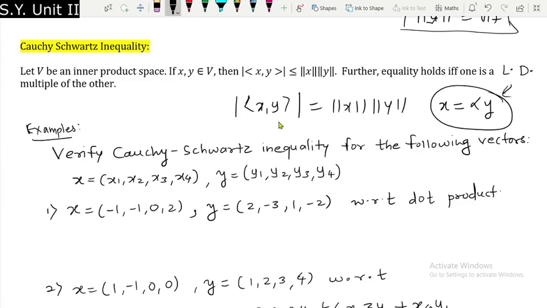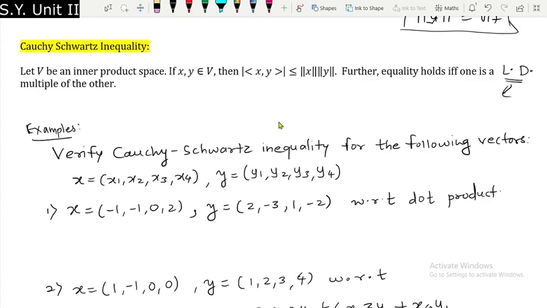If two vectors are scalar multiples of each other, then we say that they are linearly dependent. So in other words, if x and y are linearly dependent, then and only then the equality will hold in the Cauchy-Schwarz inequality. Okay, so now let us see some examples based upon that.